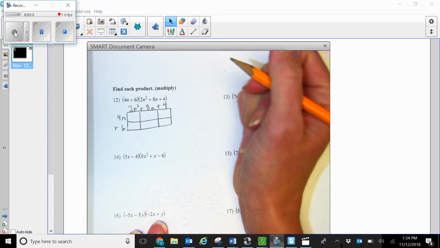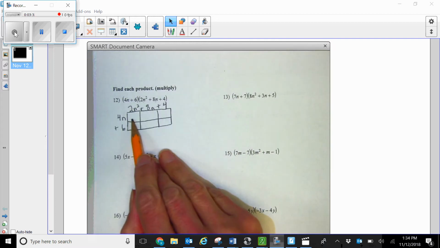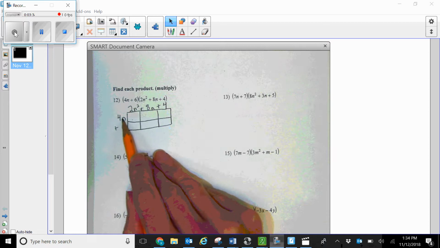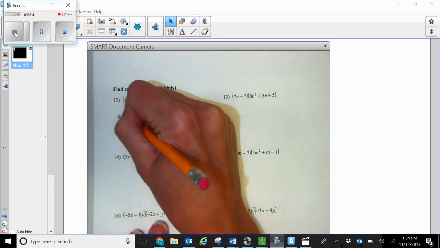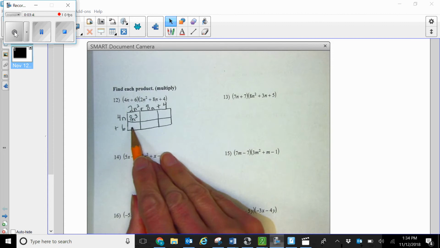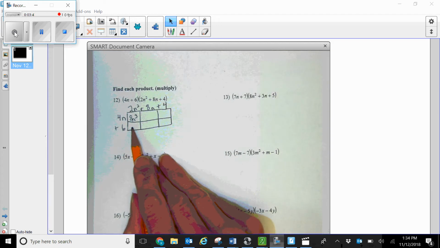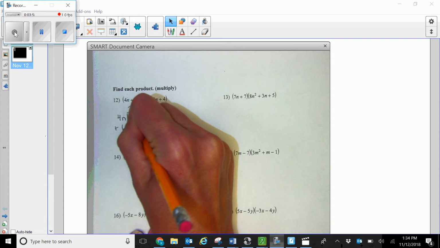And then I'm just going to multiply to get what goes in the box. Remember, I multiply length times width to get the area of the box. So 2n squared times 4n will give me 8n to the third power. To get this box, my length is up on top, 2n squared. My width on the side is 6. So 2 times 6 is 12, and I'm going to have n squared from the top.